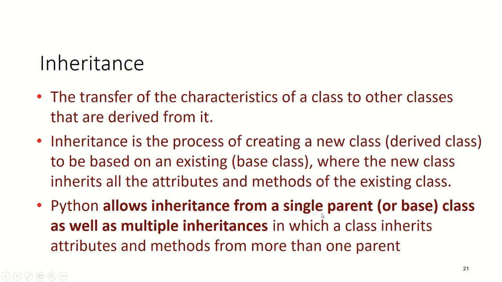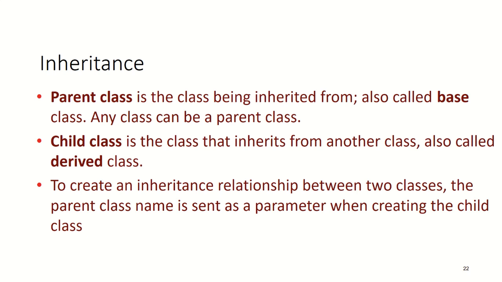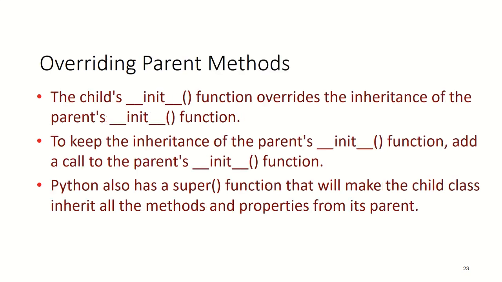Python allows inheritance from a single parent, or you can also inherit from multiple parents, right? So both multiple inheritance and single inheritance are accepted here. The parent class is the class being inherited from, also called a base class, and the child class is also called a derived class. To create an inheritance relation between two classes, the parent class name is passed as a parameter to the class being created. So you have a child class, and the parent class name will be passed, and there are some ways that you can override. What do we mean by override? Override means you are bypassing.